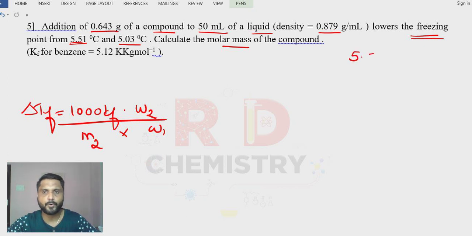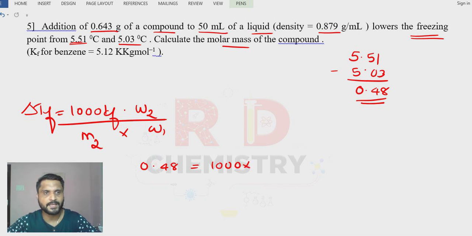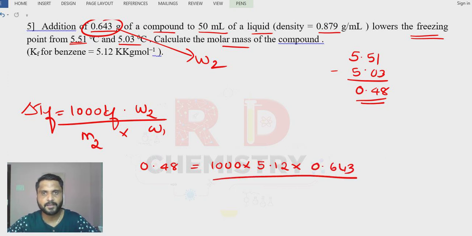Let us calculate the difference in the freezing point. So it is 5.51 minus 5.03, that is equal to 0.48 difference. So 0.48 is equal to 1000 into Kf, which is given in brackets as 5.12, into W2. This is W2, the weight of the solute dissolved. So this W2 is equal to 0.643 divided by the molar mass you have to calculate, into W1.